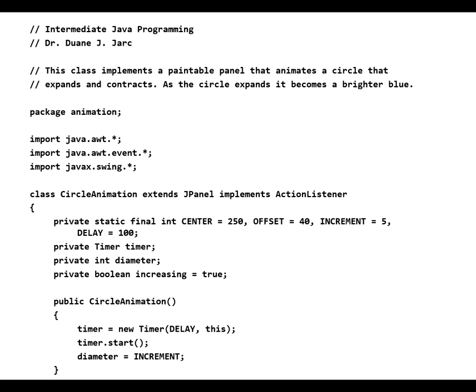Let's consider a simple example of an animation. This program creates a drawing of a circle that is initially very small. It gets larger and larger, and its color becomes lighter and lighter blue until it reaches a maximum size. It then starts to shrink, and its color becomes darker until it again becomes very small. The process repeats indefinitely.